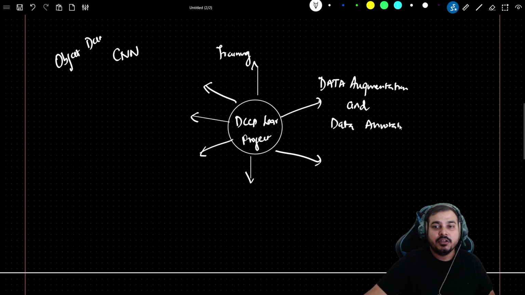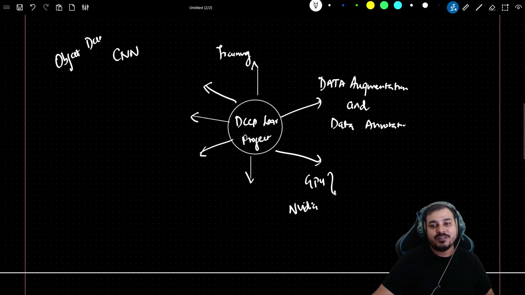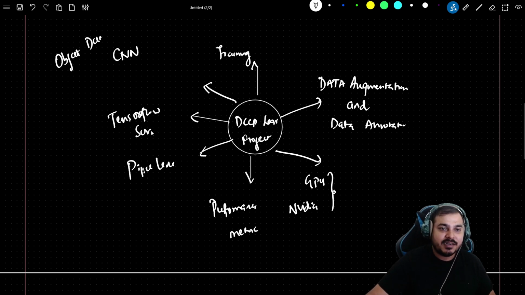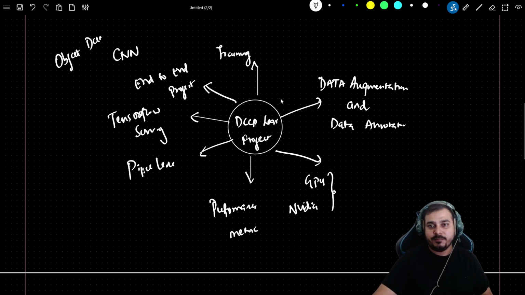Use techniques with respect to using GPUs, various GPUs like NVIDIA. You should talk about how you have used these GPUs, and about your performance metrics in this kind of scenario. When you talk about object detection, the performance metrics change. Then you talk about the entire pipeline that you have created, how you have done TensorFlow serving. I'm just giving you some examples, like TensorFlow serving, and how you have done an end-to-end project and this particular deployment, that you can focus on.